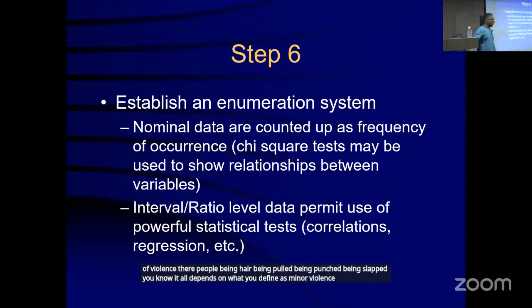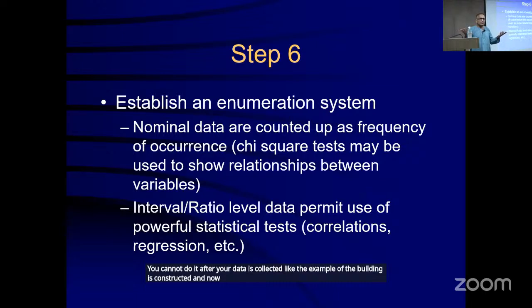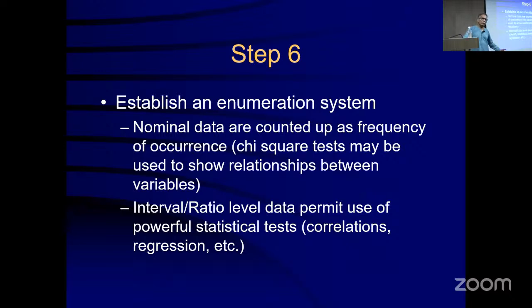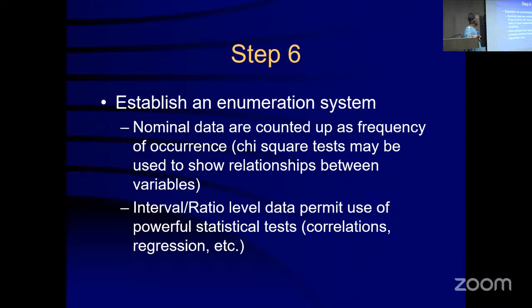So all of this enumeration system, you have to set it up ahead of time. You cannot do it after your data is collected, like the example of the building that is constructed and now you cannot put in telephone wires, because you'll have to go into places where it's impossible. You should have done it earlier. Okay.